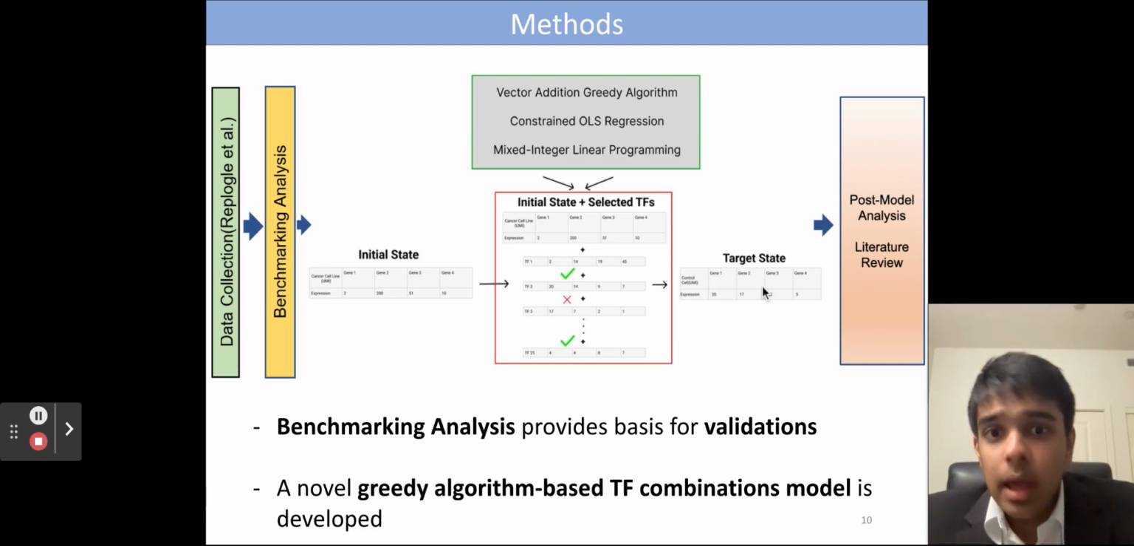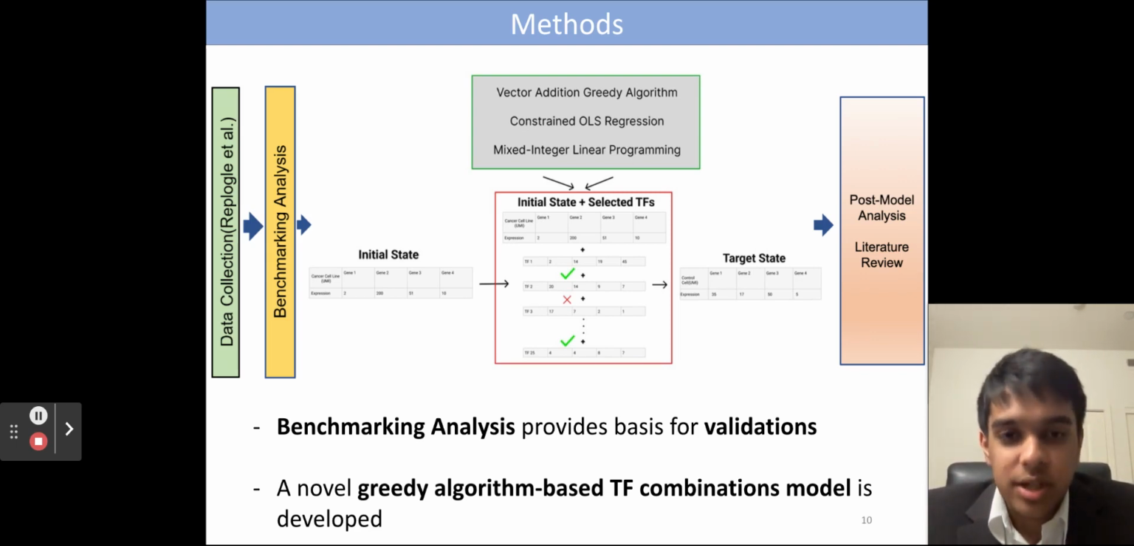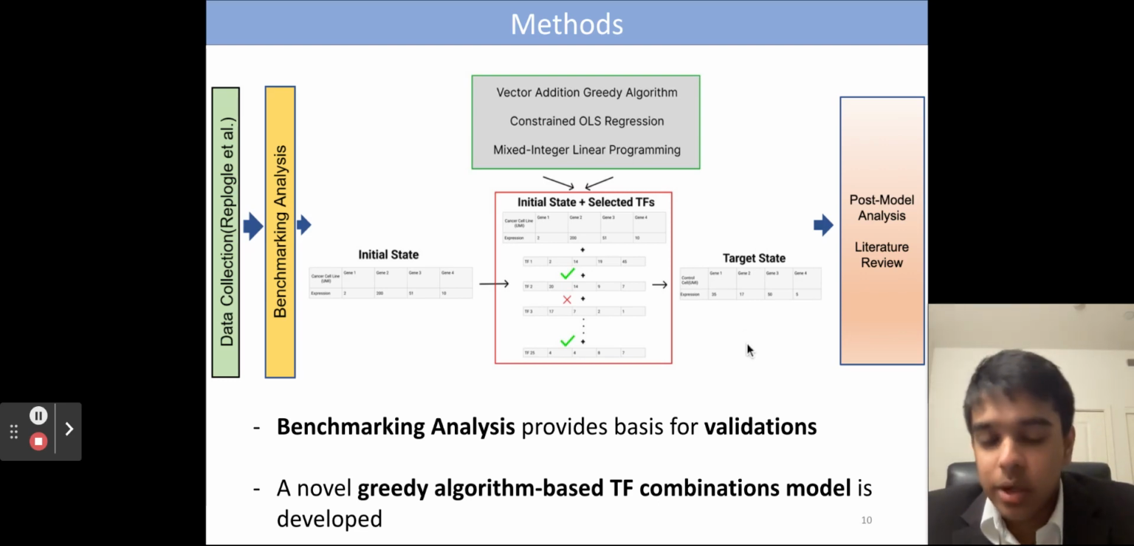And in the vector addition greedy algorithm, essentially how it worked was that it converted the cell states all into vectors and tried to figure out the optimal addition vectors to get the optimal similarity between the computed vector and the target state vector by adding all those addition vectors, or better yet, the transcription factor perturbations.